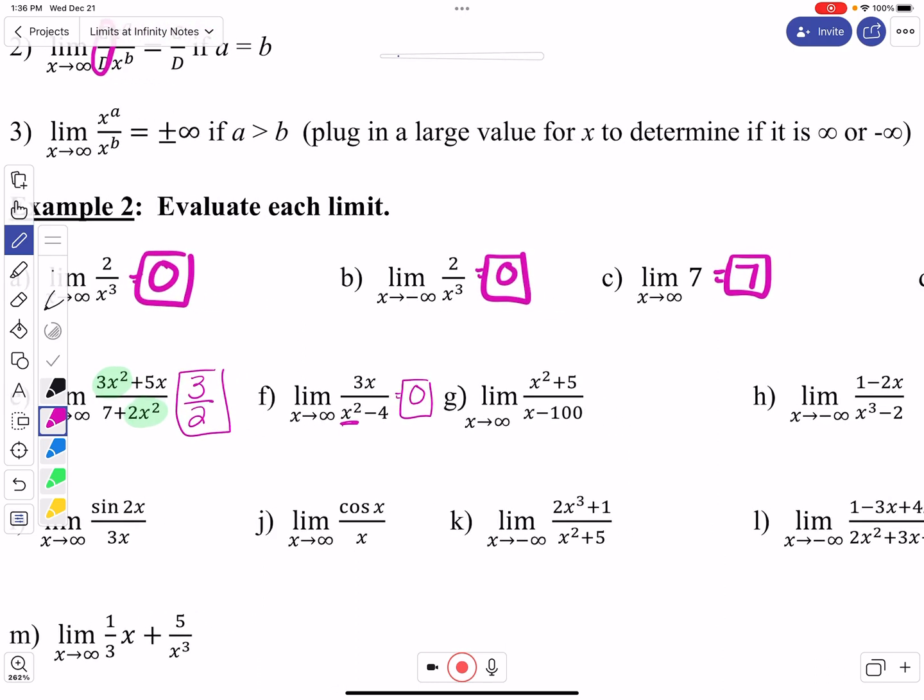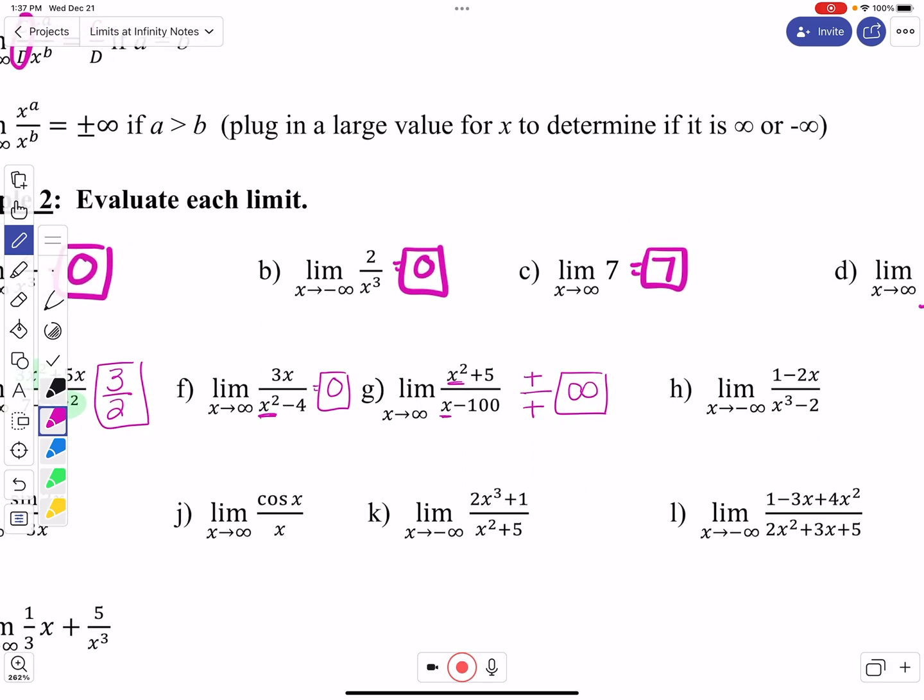Okay, on G. So now we have a higher power on the top. So this is where you plug in a large value to determine if it's positive or negative. So if you plug in a positive infinity here, well, positive infinity squared is going to be a positive number. If we plug in a positive here, it is also going to be a positive. Well, a positive divided by a positive is positive, so it's going to approach positive infinity.